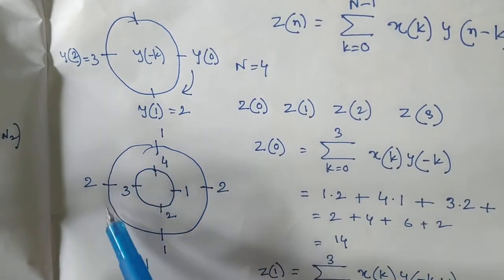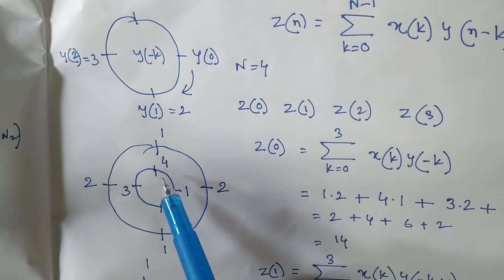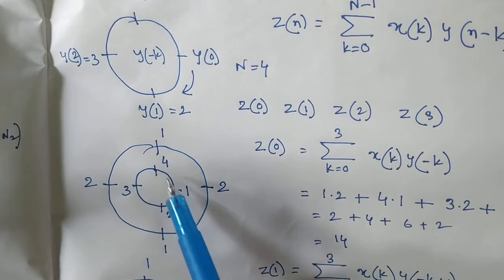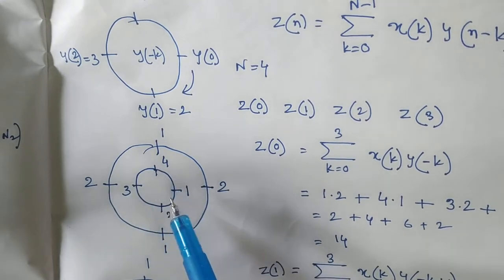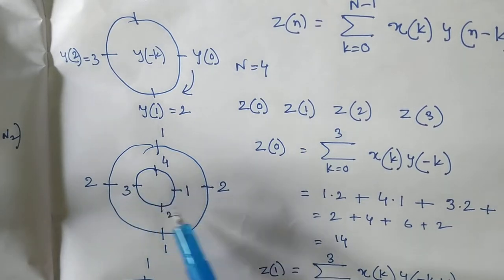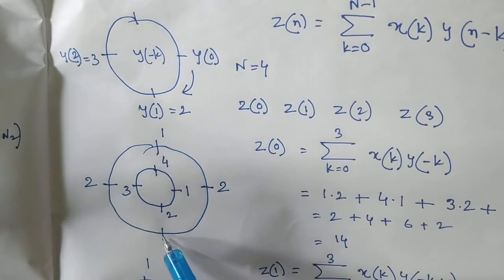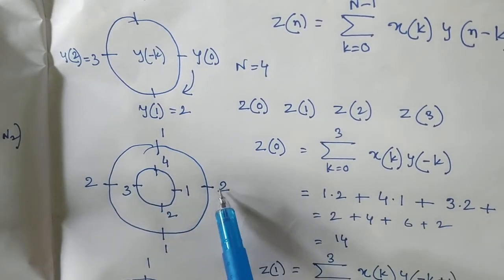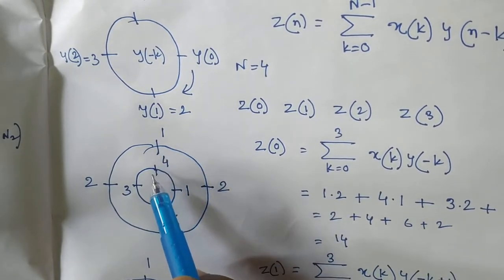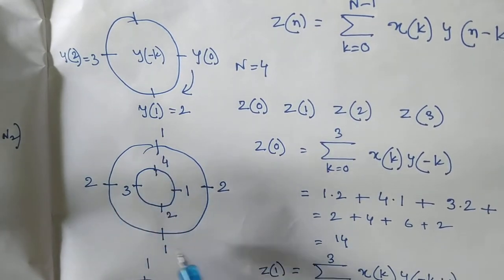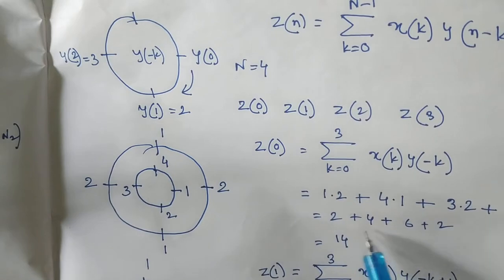So we put the outer circle, that is xk, and another concentric circle of lesser radius, we put it here, that is y of minus k. These are the sample values: 1, 3, 4, 2, and 2, 1, 2, 1. So we will simply multiply and add it. 1 into 2 plus 4 into 1 plus 3 into 2 plus 2 into 1. So we get 14.